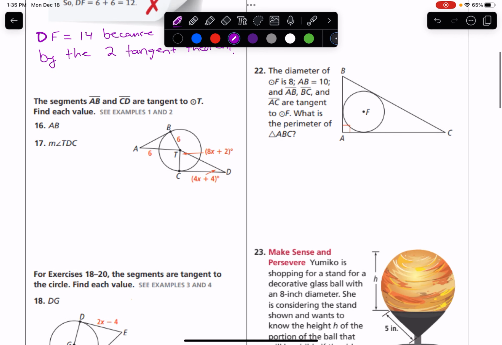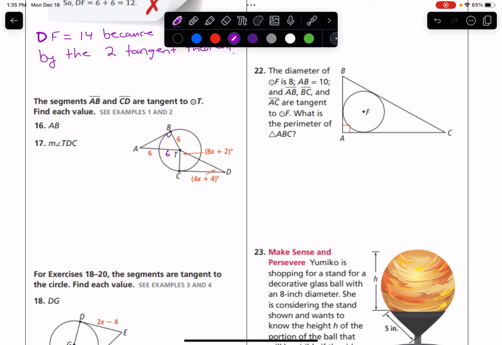Next, the segments AB and CD are tangent to T. Find each value. So if we're finding AB, we know a few different things. If the segment TB is 6, then the segment from T to the edge of the circle is that same amount because it's the radius of the circle. Then I noticed that AT is 12 and BT is 6. I know that this has to be a right angle because the tangent is perpendicular to the radius.